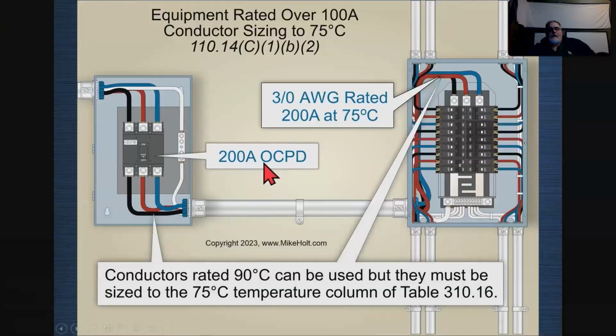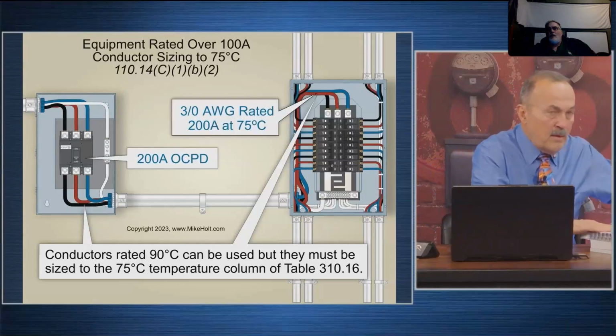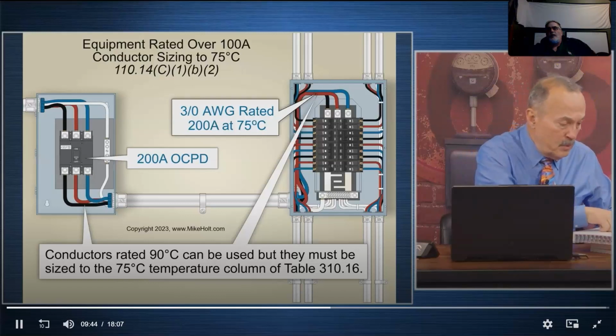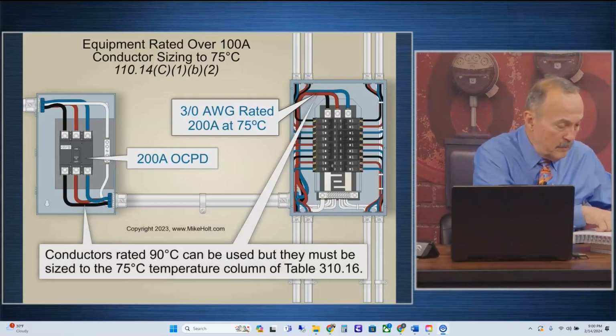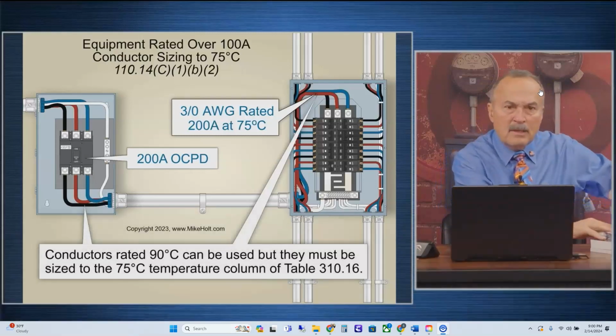So going back over to this graphic here, if it's a 200 amp breaker, I get to my code book, 310.16, 75 degrees C column, looks like it's 3/0. That's the wire. So it's not that complicated.